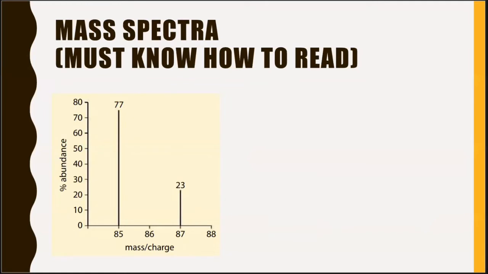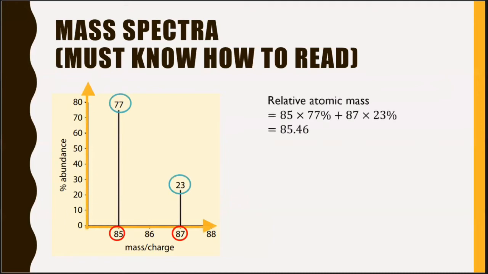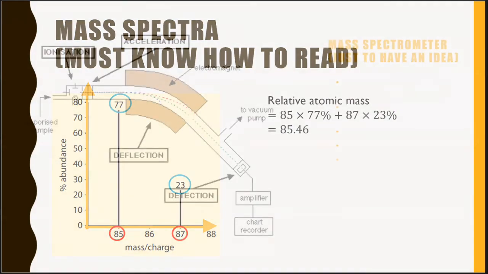Sometimes the information would also be given on a mass spectrum. We will talk about the technique later on. Here, all we need to know is how to read a mass spec and calculate relative atomic mass. On the mass spec, the x-axis gives the isotopic mass number, and the y-axis gives the percentage abundance. Therefore, the relative atomic mass calculated from the given spectra is their respective isotopic mass multiplied by their abundance.